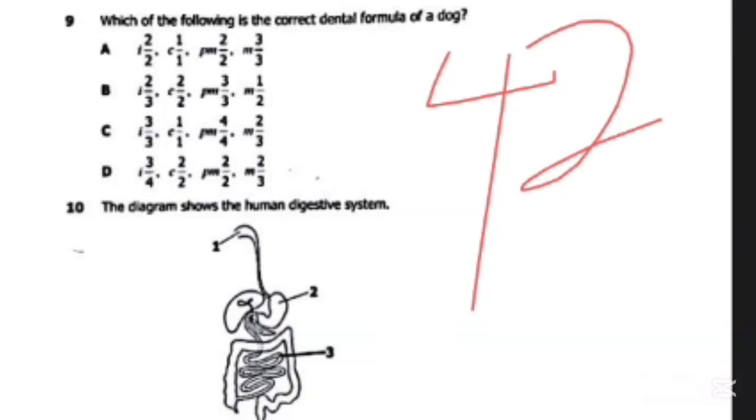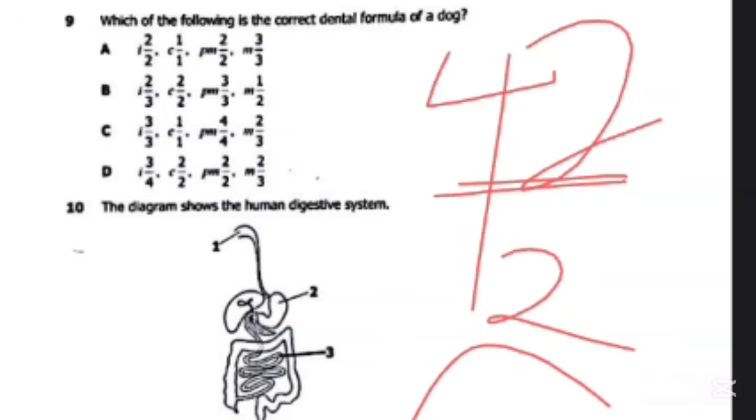So now when we're talking about the dental formula, what you have to understand is that the dental formula only represents one side. So meaning if a dog has 42 teeth, you divide it by 2, which will give us 21. So we are supposed to look for a dental formula with 21. Remember, a dog has incisors, canines, premolars, and also molars.